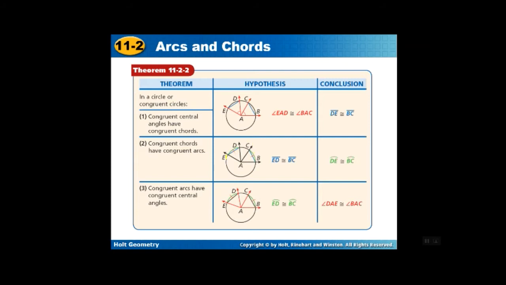Also, if it is given that the chords are congruent, if ED is congruent to CB, then the arcs are congruent. Then arc ED is congruent to arc CB. The third one, if we have congruent arcs, if arc ED is congruent to arc BC, then the central angles are also congruent. Okay, let's apply these three theorems.